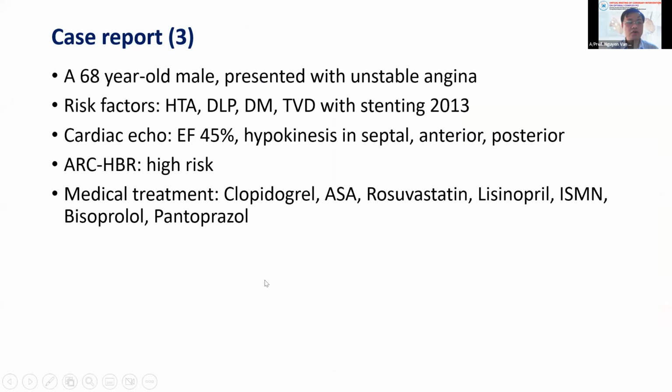And the third case I want to show is a 68-year-old male presenting with angina. The patient has triple vessel disease with stenting more than nearly 10 years ago.